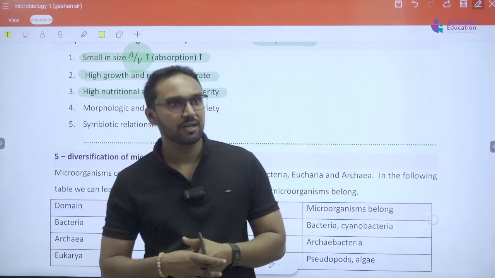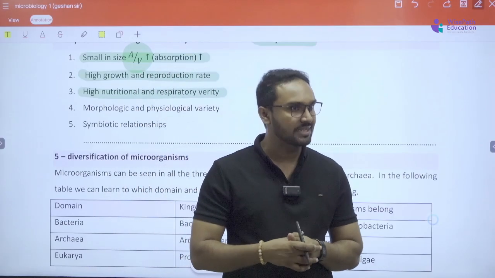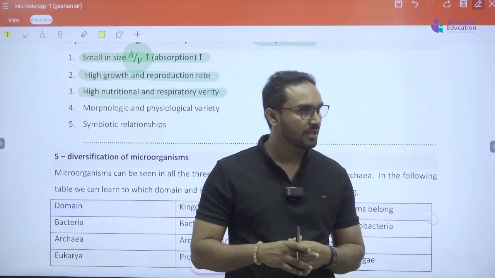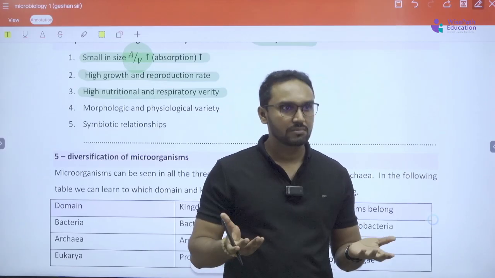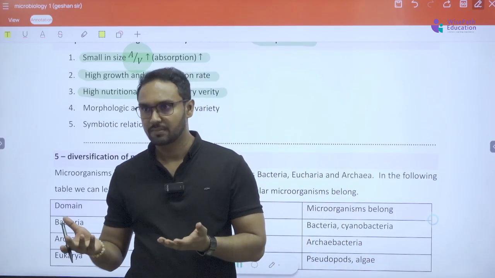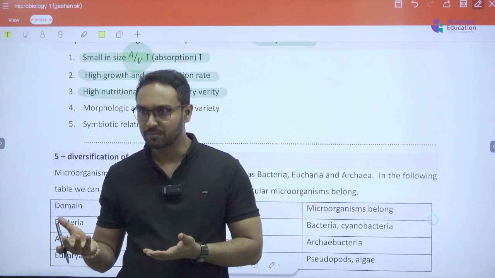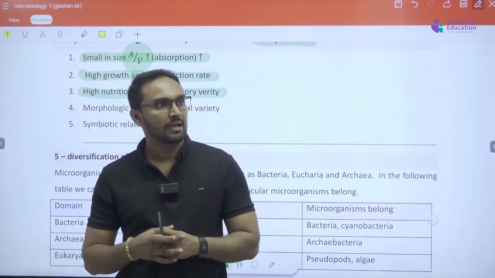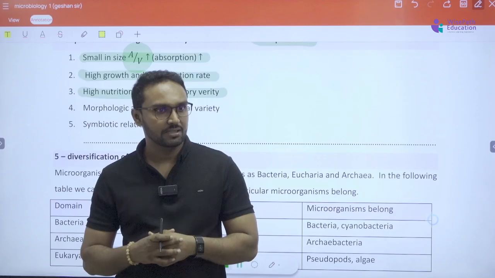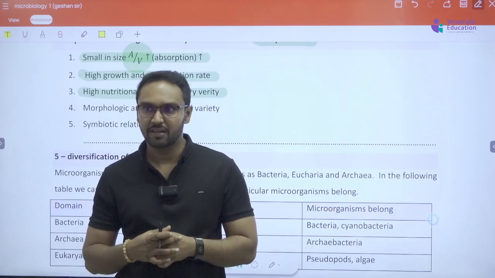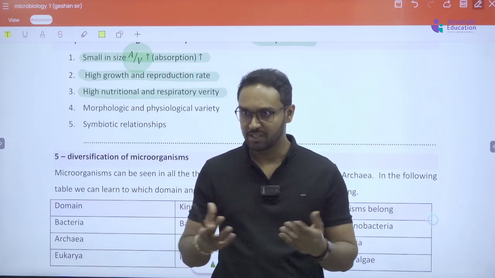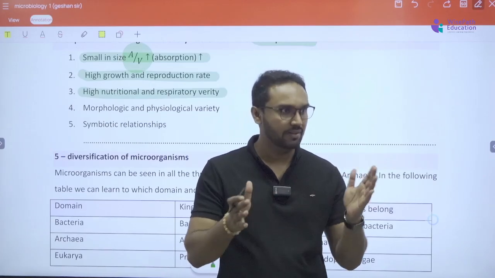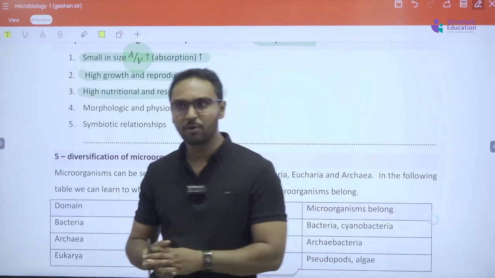Because of the different morphological structures, they can survive in different places. Some can survive in aquatic places, where they have the flagellum to move, and some can survive in dry places. In different conditions they can survive because they have different morphologies, different body structures. That is called the morphology.